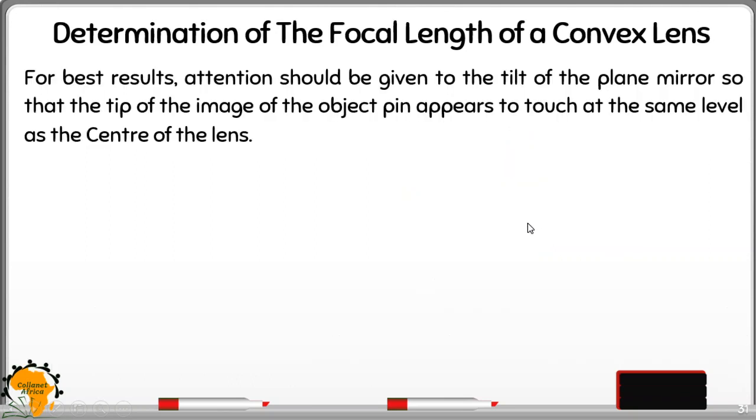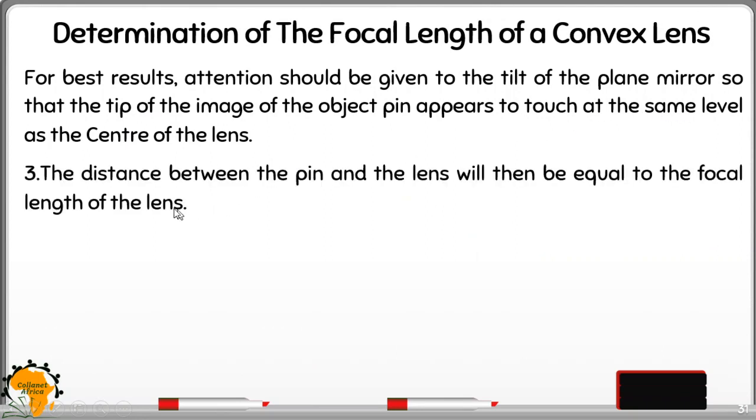So to get the best results, you tilt the plane mirror so that the tip of the image of the object appears to touch at the same level as the center of the lens. Then for you to get the focal length, you're supposed to measure the distance between the lens and the pin. That way you're able to get the focal length in centimeters.